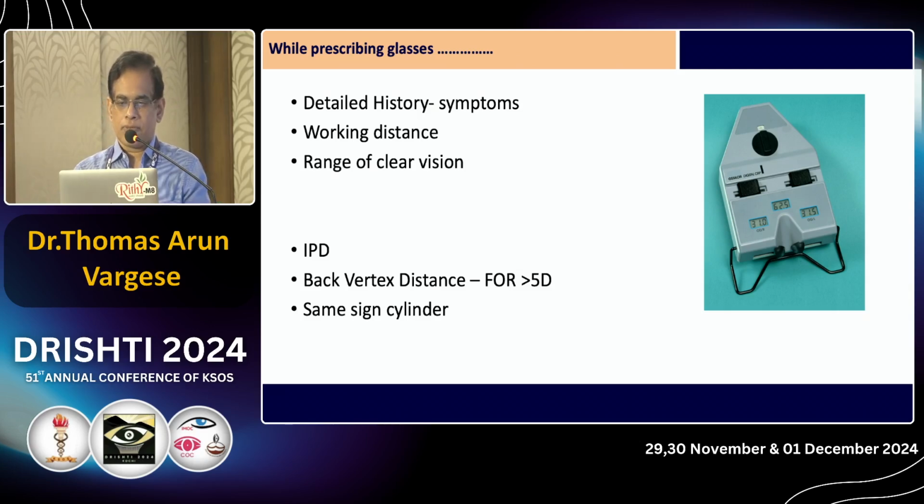IPD: there are fancy gadgets now to measure IPD. And of course, for any prescription beyond 5 diopters, +5 or -5, it is important to record the back vertex distance. And make sure when you write the cylinder, it is the same power and same sign in both eyes, and also the axis.